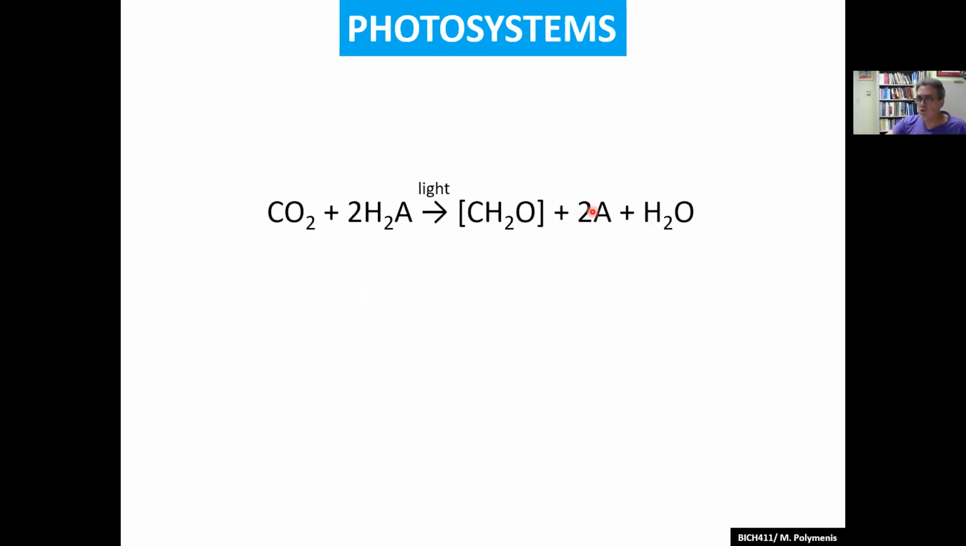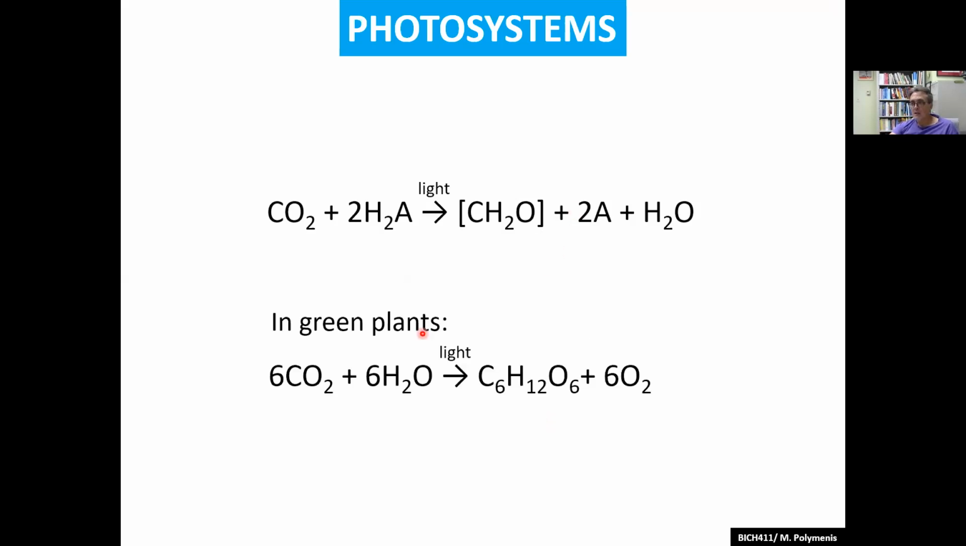The general reaction is like this: CO2 plus some donor. Usually it is water, but it doesn't have to be, and in some cases it's not. In the case of green plants, it is water, light, and then we have the larger sugar shown here. As I said, the donor doesn't always have to be water. Overall, in green plants, this is how it works.